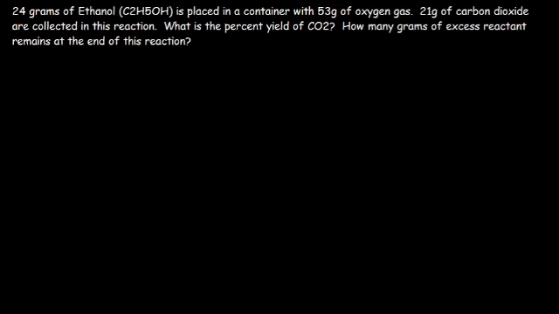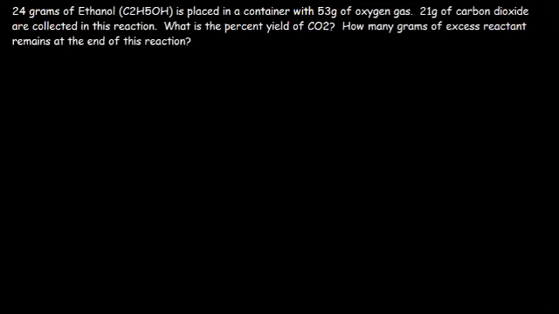Now notice that we have the grams of both reactants, ethanol and oxygen gas, which means we need to know which one is limiting and which one is in excess. Now we're going to find the limiting reactant using a different technique than what we did before. In the other example, we found which reactant had the lowest mole per coefficient ratio.